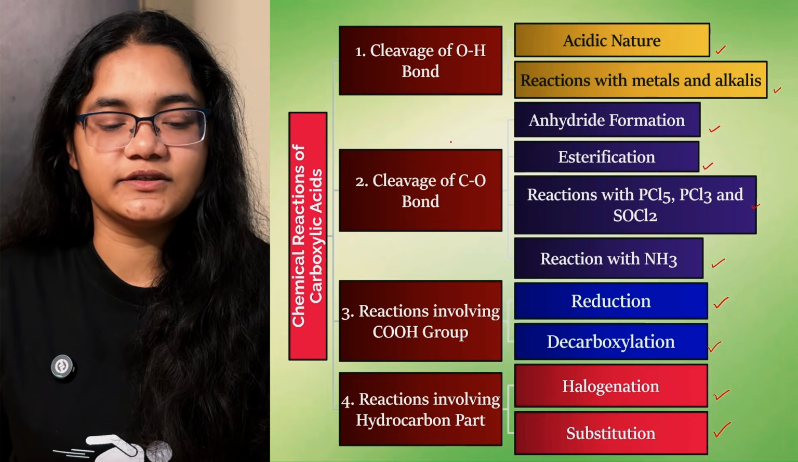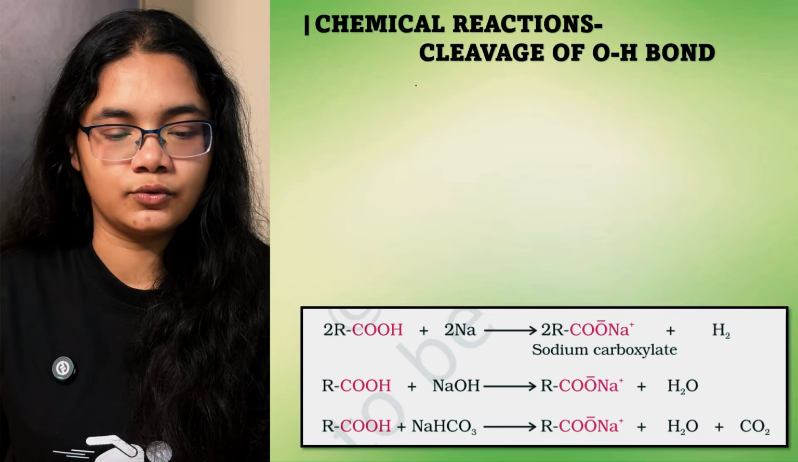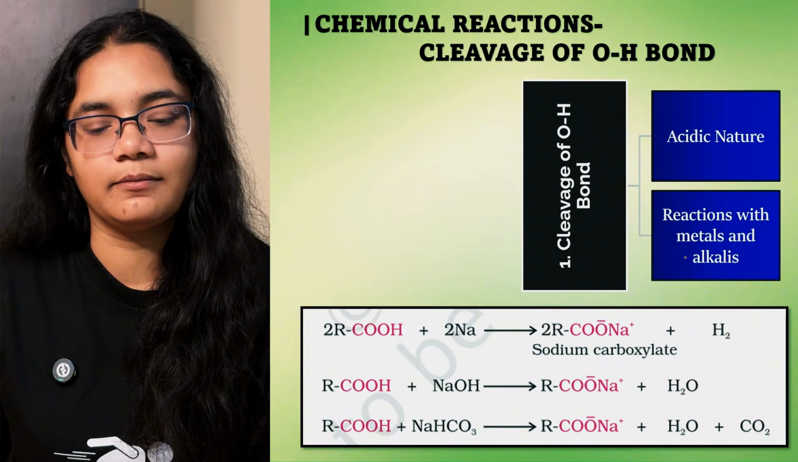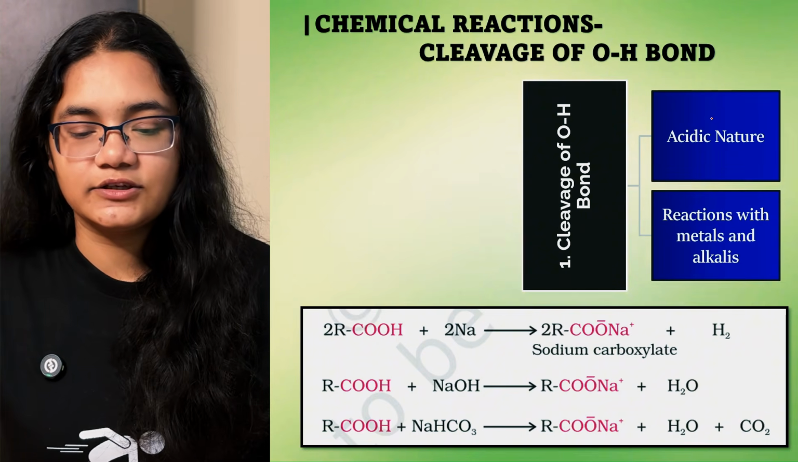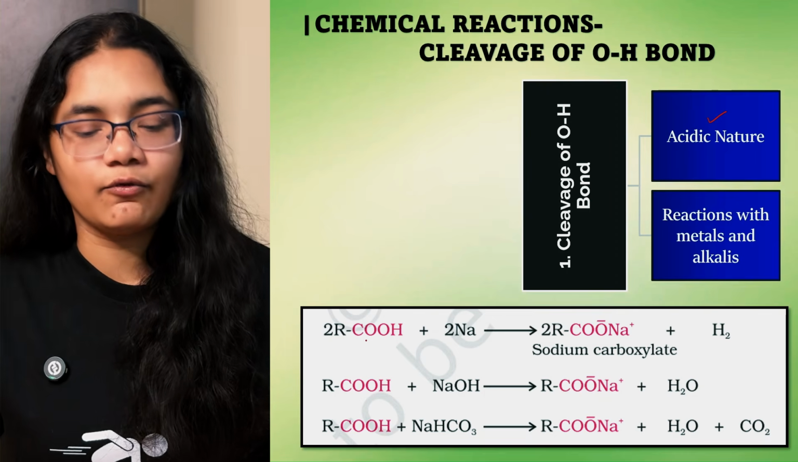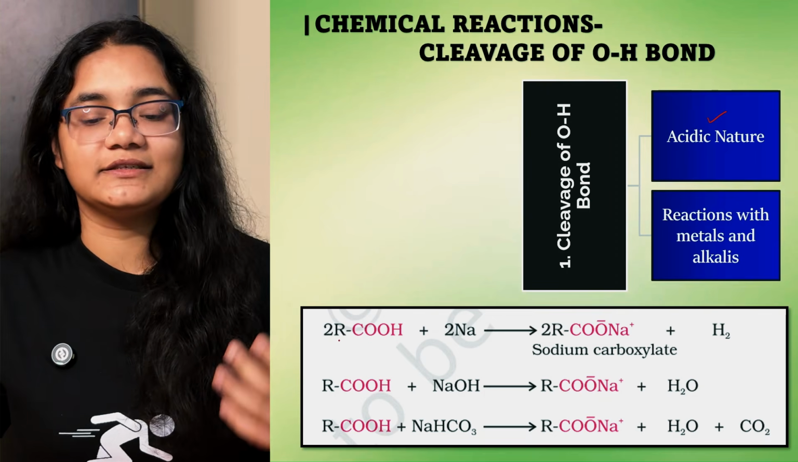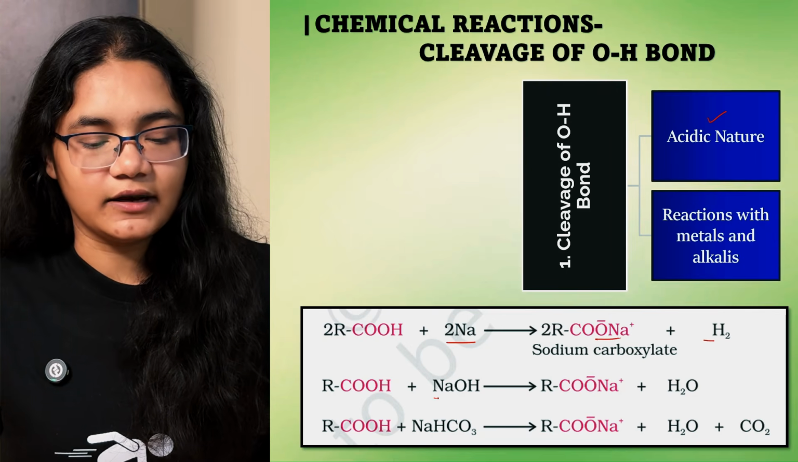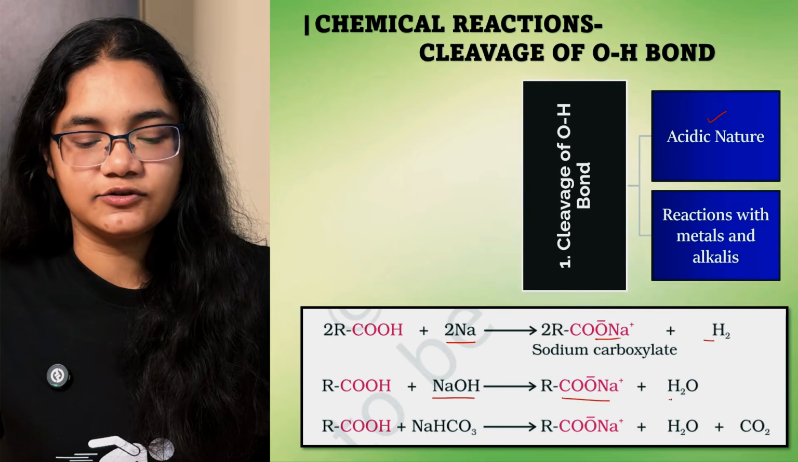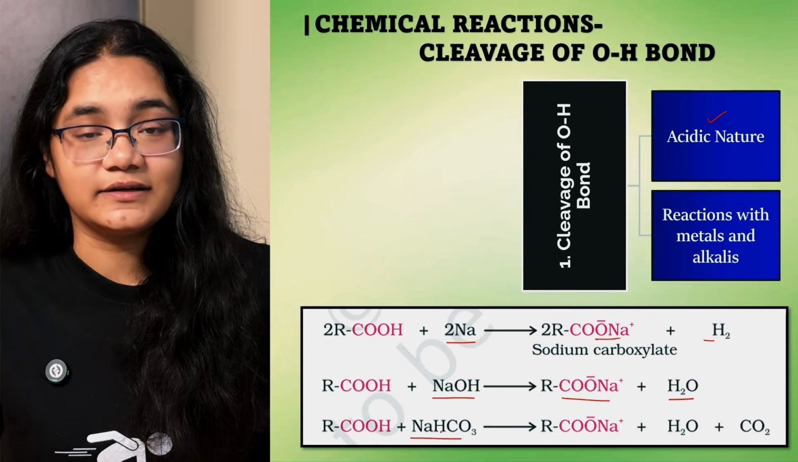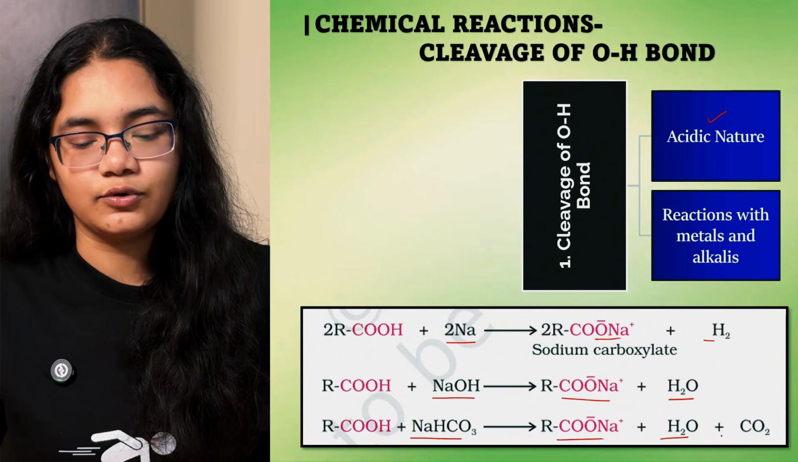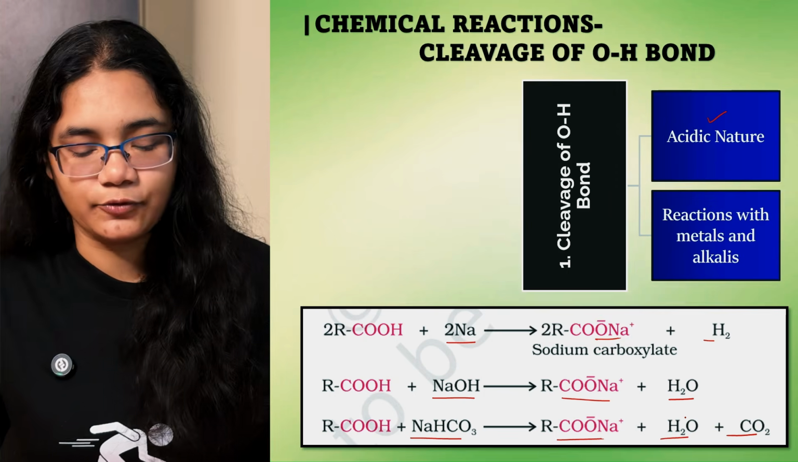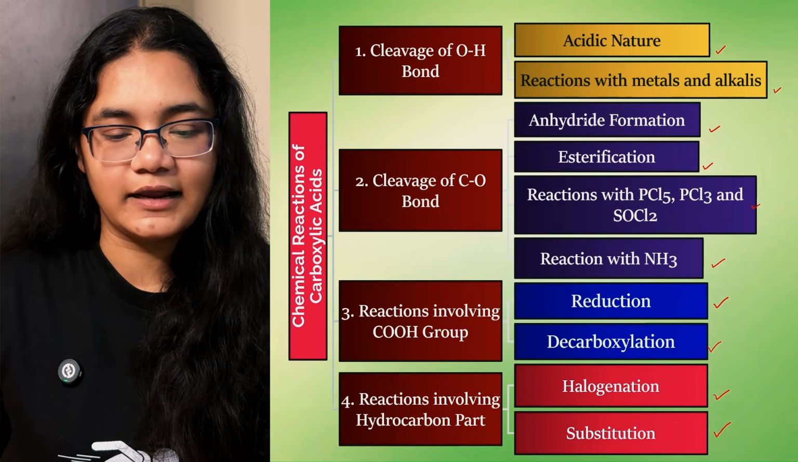Okay, so let's first discuss cleavage of OH bond. For cleavage of OH bond, actually if you see, we have acidic nature and reactions with metals and alkalis. Acidic nature we will discuss at the end, but here what all these reactions show is that carboxylic acids are acidic in nature. If they react with sodium metal, they give you salt and hydrogen. If they react with NaOH, they give you salt plus water. If they react with NaHCO3, that is a bicarbonate, you will get salt plus CO2 plus H2O. So these reactions all show that carboxylic acids are acidic in nature. Okay, so that is the first chemical reaction that we have discussed.